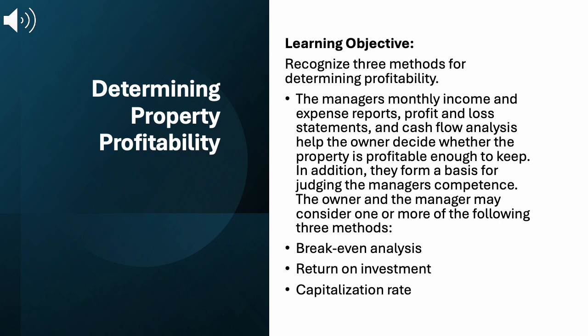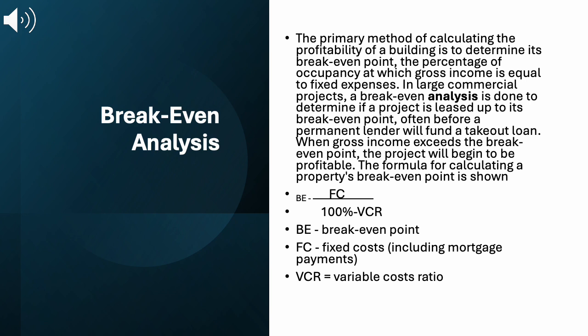Break-even analysis. The primary method of calculating the profitability of a building is to determine its break-even point, the percentage of occupancy at which gross income is equal to fixed expenses. In large commercial projects, a break-even analysis is done to determine if a project is leased up to its break-even point, often before a permanent lender will fund a takeout loan. When gross income exceeds the break-even point, the project will begin to be profitable. The formula for calculating a property's break-even point is shown.